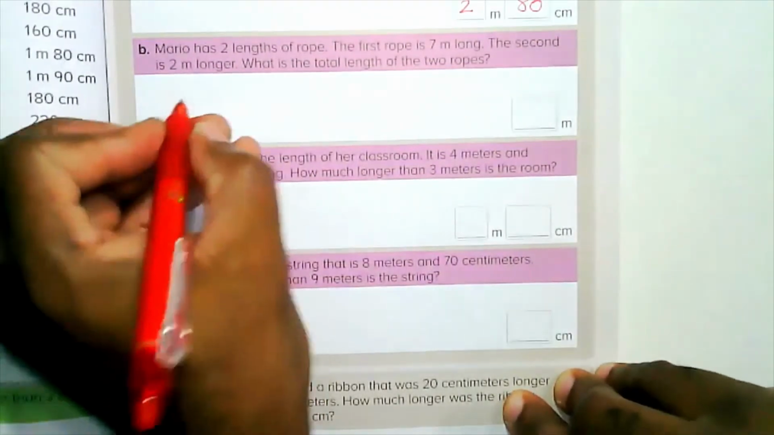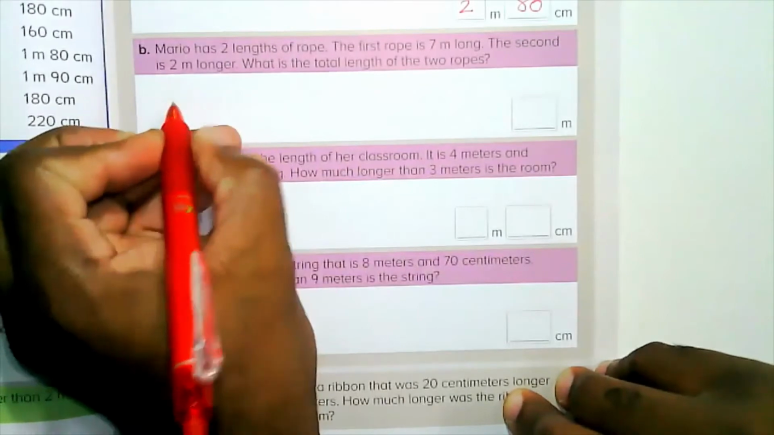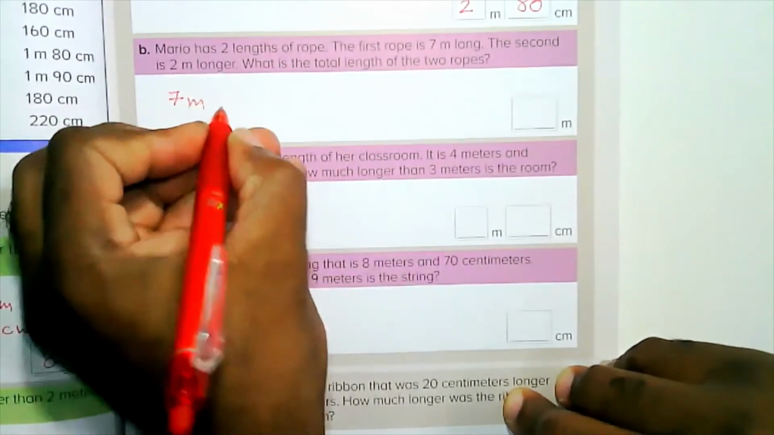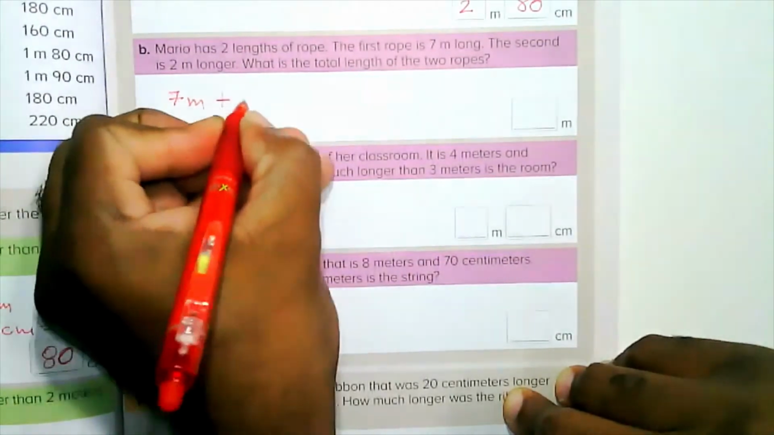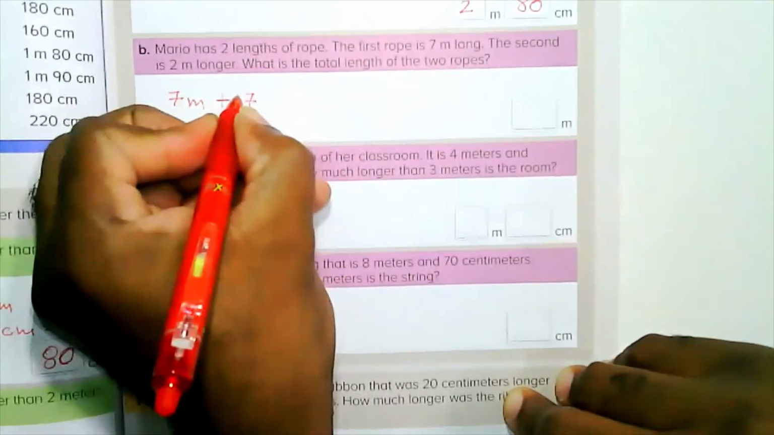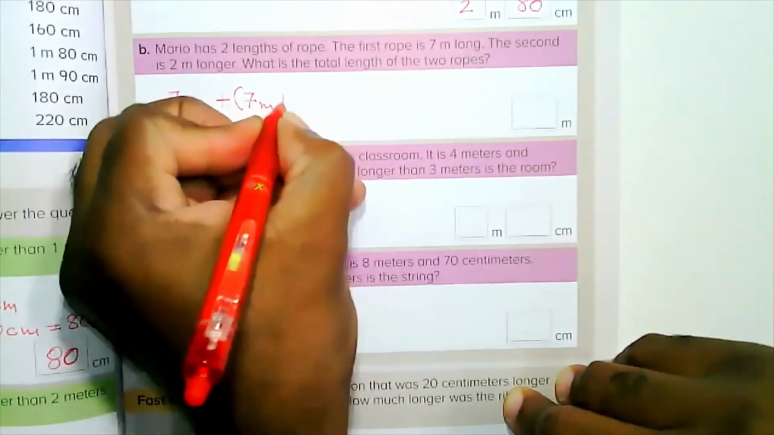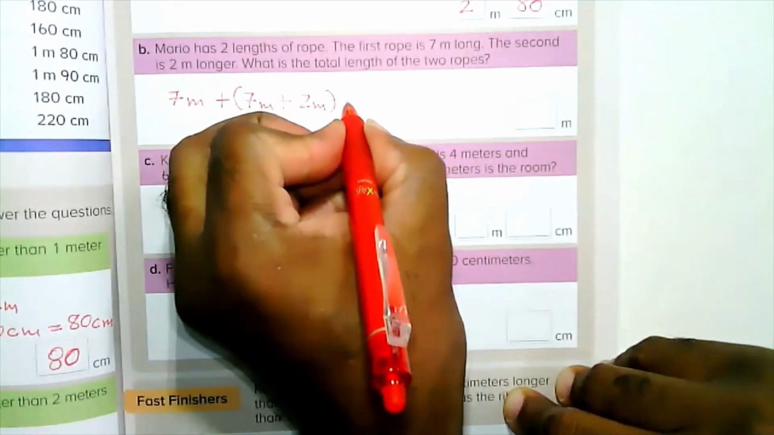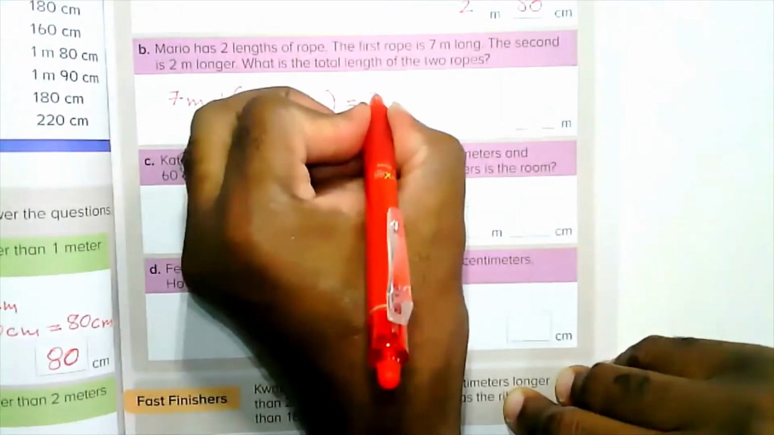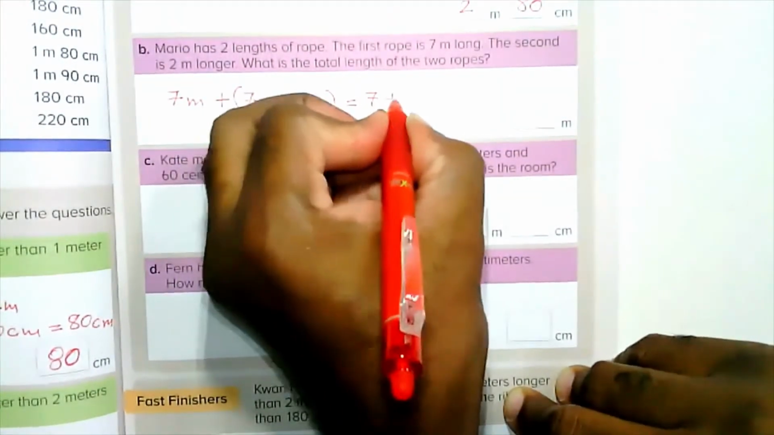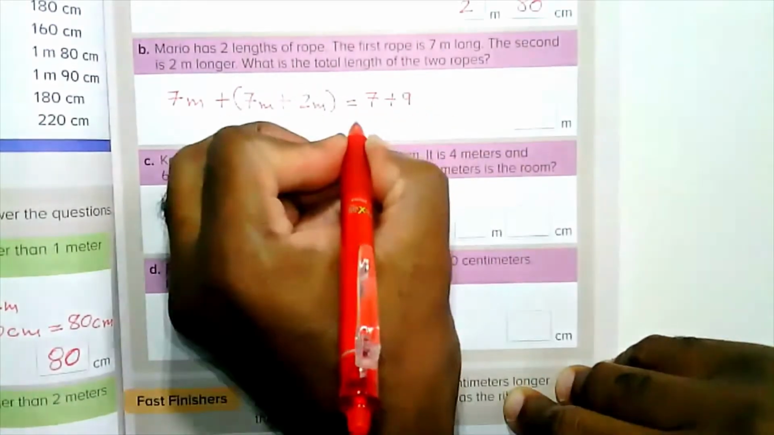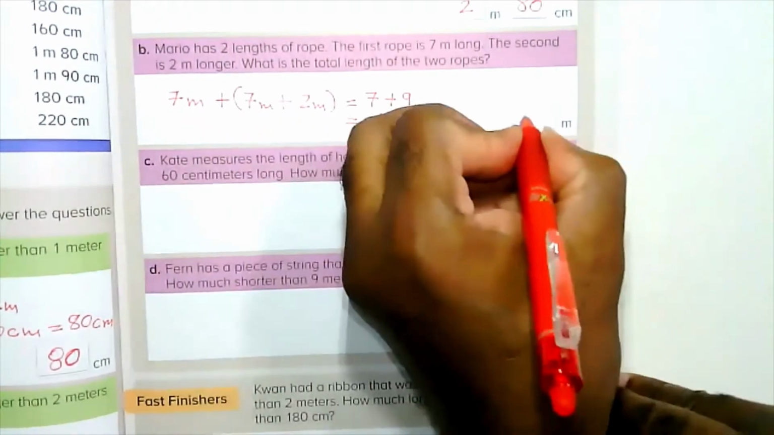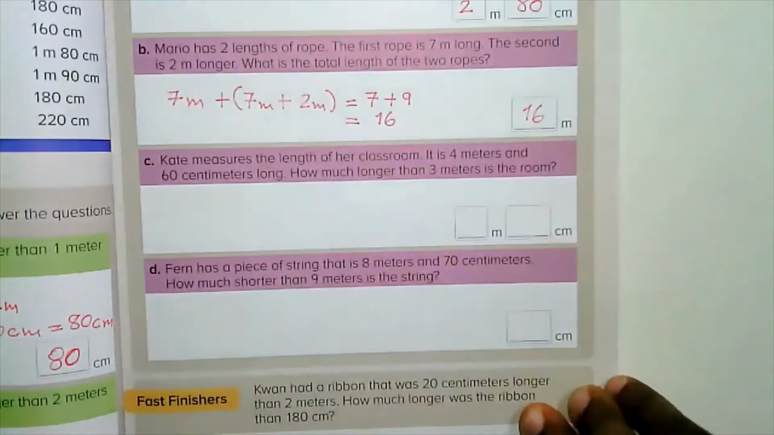So for part B, we have 7 meters plus 7 meters plus 2 meters, which is equal to 7 plus 9, which is 16. So we have 16 meters.